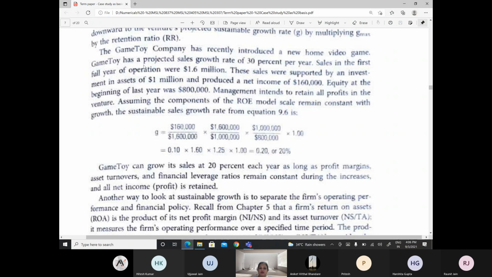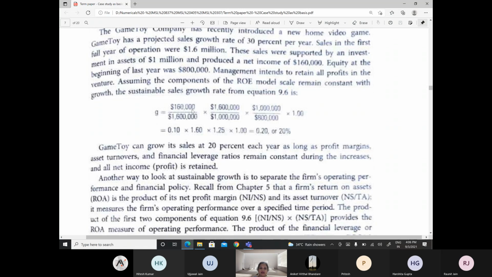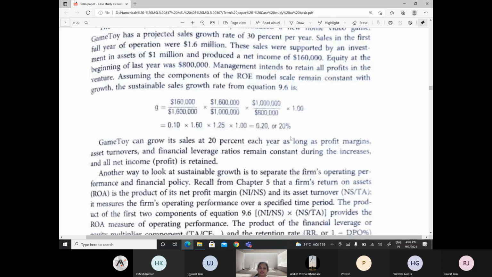Assuming the components of the ROE model scale remain constant with growth, the sustainable sales growth rate formula for the equation is this. NI is 160,000 upon NS is 1.6 million into NS 1.6 million upon TA, that is 1 million, into TA, that is 1 million, upon the equity, which is 800,000, into 1, which is the retention rate. So when we substitute all of these values, we come to a growth rate of 20%. So if you have current financial data, you can use that also to project a growth rate.